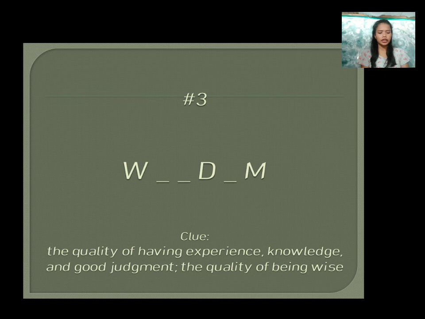The next one, number 3, the clue is the quality of having experience, knowledge, and good judgment, the quality of being wise. So what is it? The timer starts now. So the answer number 3 is wisdom. Let's proceed to number 4.